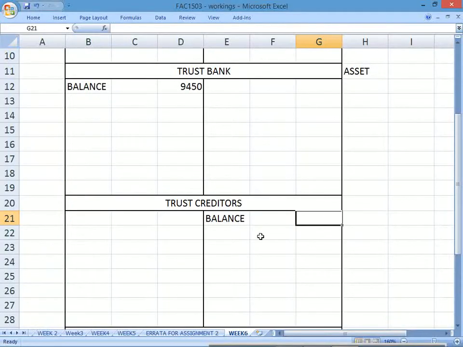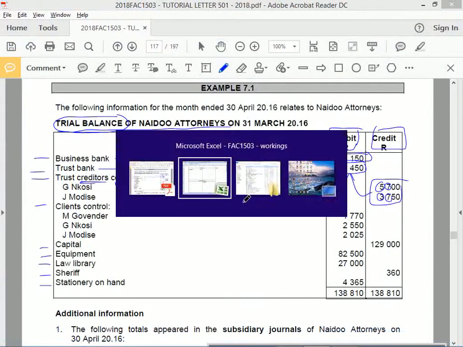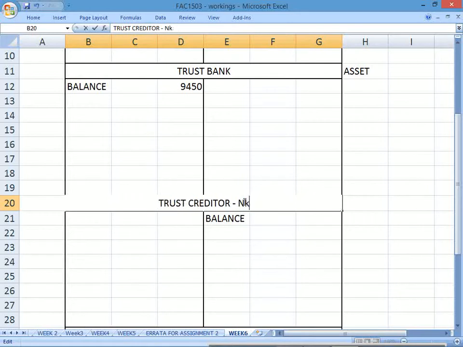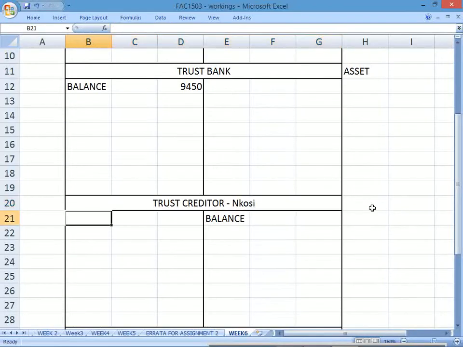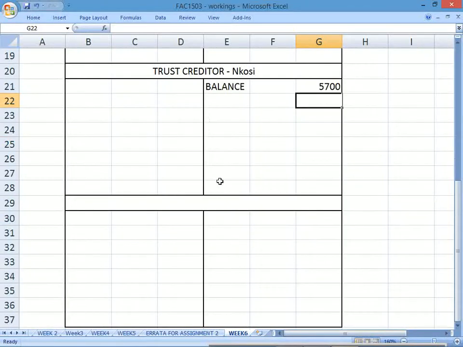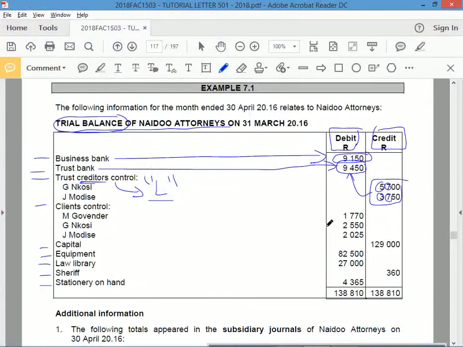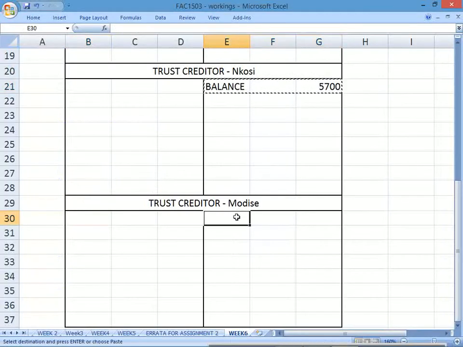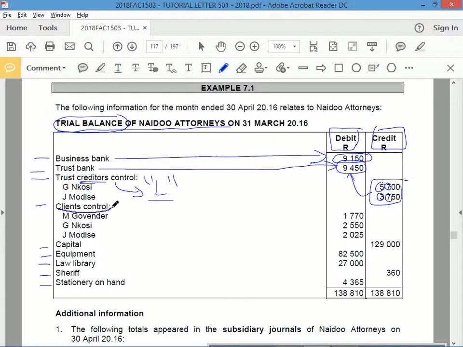I'm not going to show them separate, well actually I should because there are two separate clients. So let's put Nkosi and, who's the other one? Modise. Okay, so yeah, let's keep them separate just because there are two separate clients. And 3,750. 3,750. There we go.